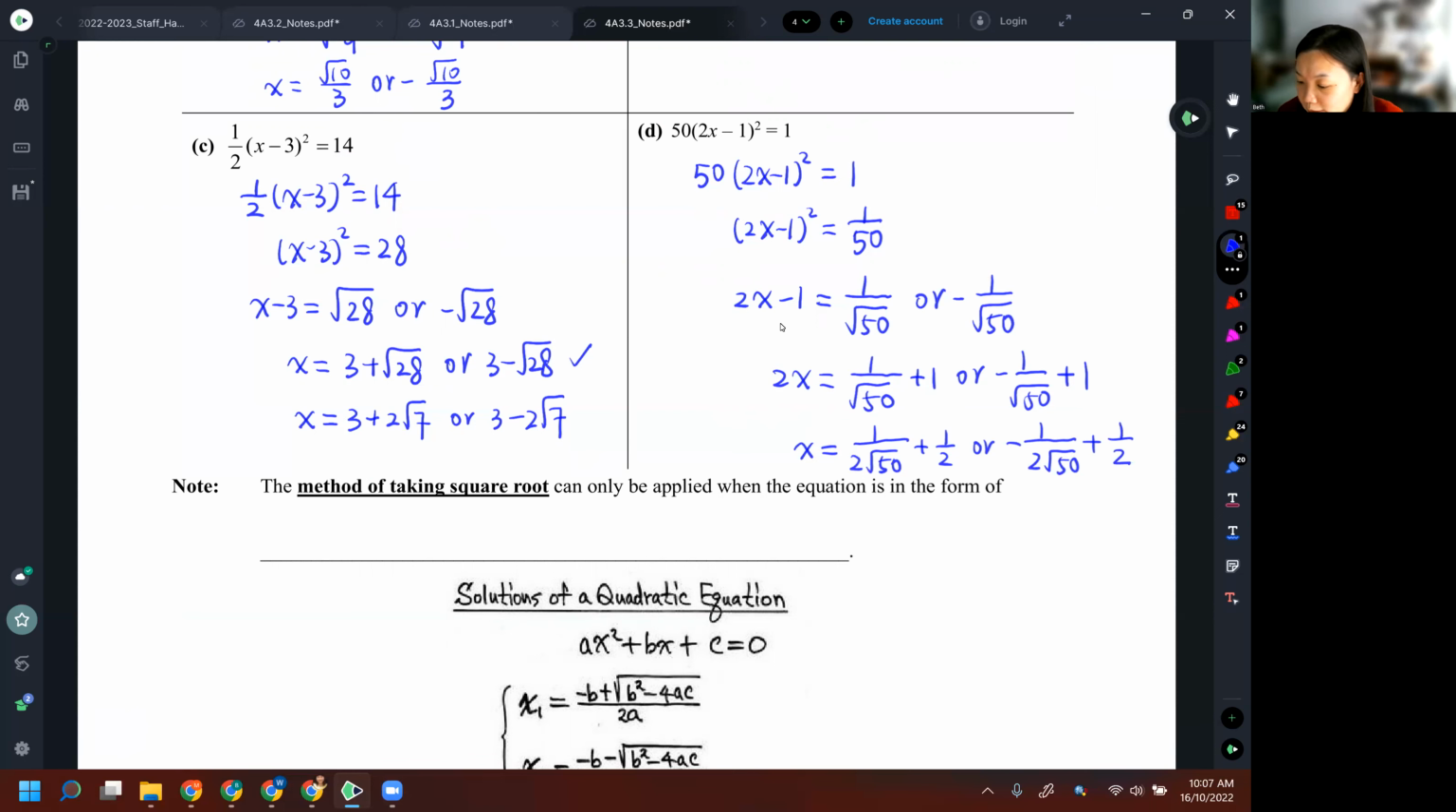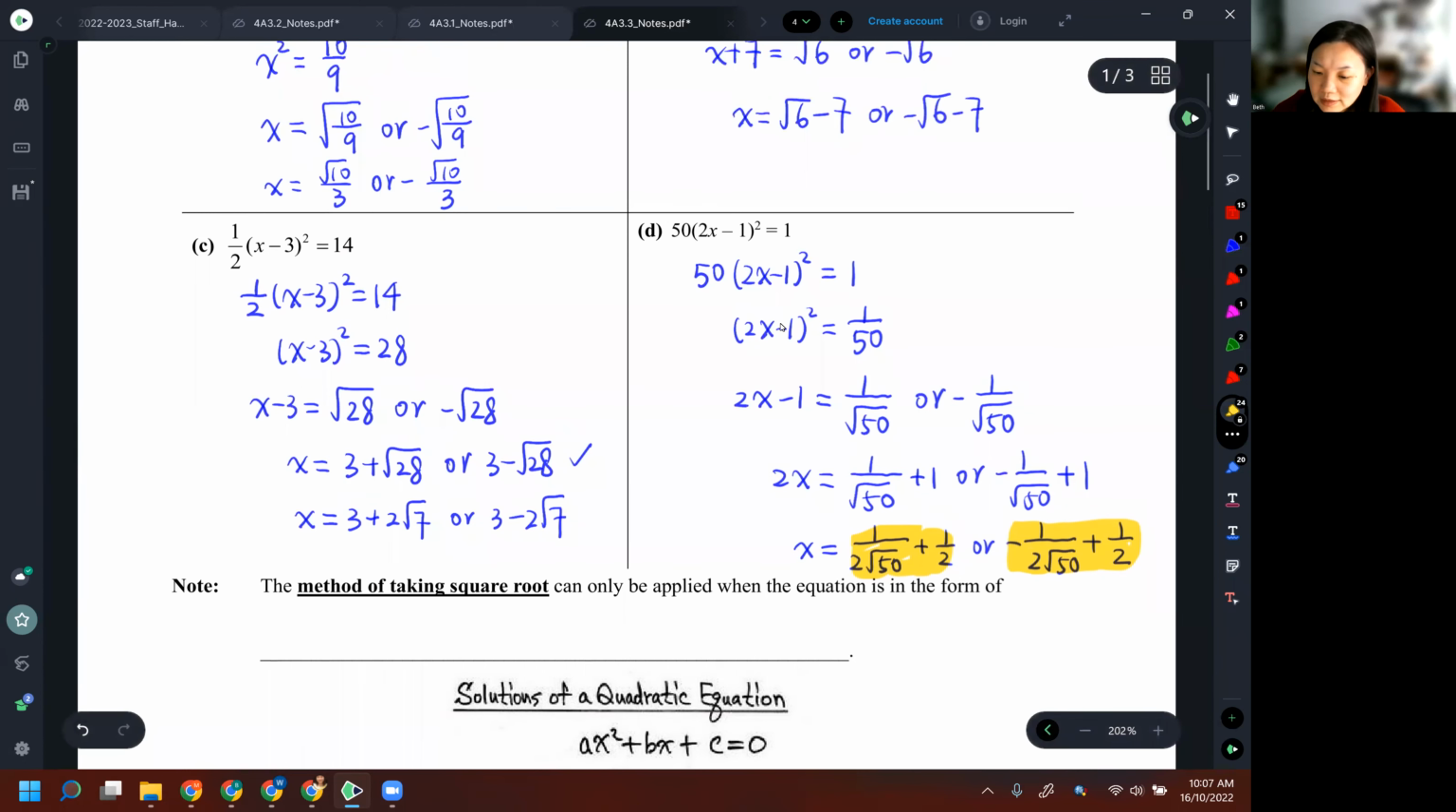Okay. Now bear in mind that my last answer, this one, is not simplified. But in compulsory part, I don't think it's necessary because your final answer can be correct to 3 significant figures. So in this case, you can use your calculator to find a decimal and write it here, okay? But if you're interested in simplifying the surds, you can do that too as a practice yourself.